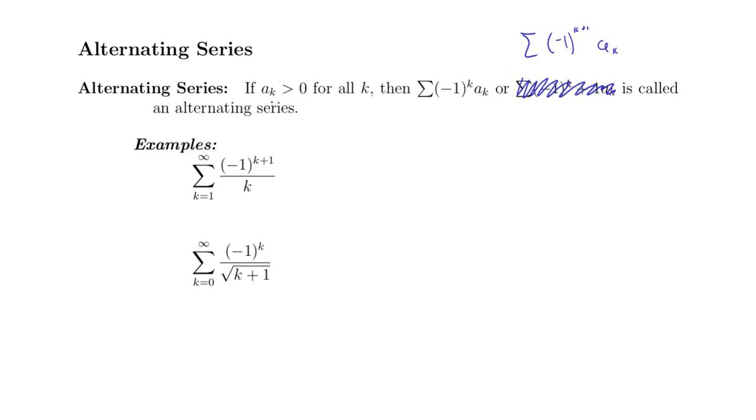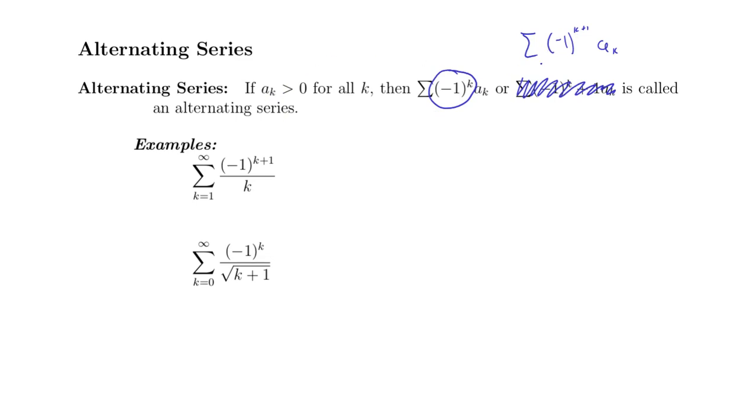So here we go. If we have some terms of this sequence that are all positive for all k, then if we throw this little exponential on it, every time k changes, this is either going to be -1 raised to an even power or an odd power. And depending on what the exponent is, the answer is going to be either 1 or -1. So all it's doing is flipping the terms back and forth between positive and negative.